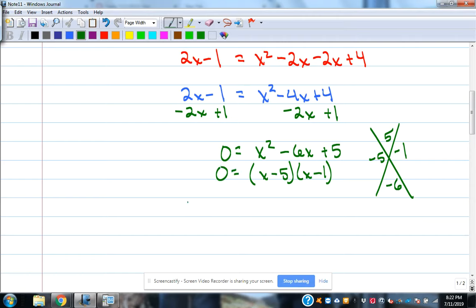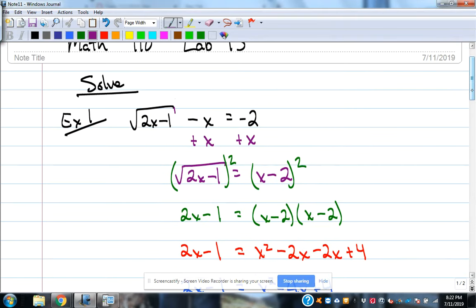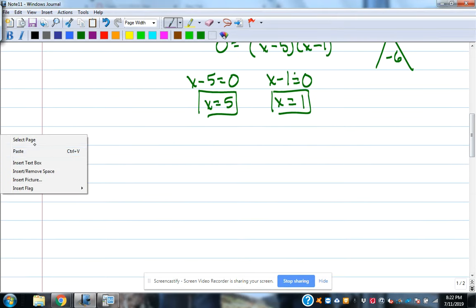So we set each of those equal to 0. Solve those, we get x equals 5 and x equals 1. Now with radical equations, we have to check for extraneous solutions, so we need to plug those in to the original problem to check them. The original problem appears. Copy that, bring it down so that we can check those.